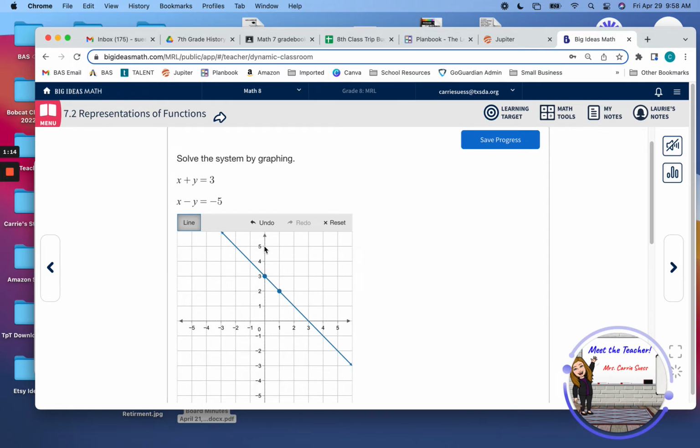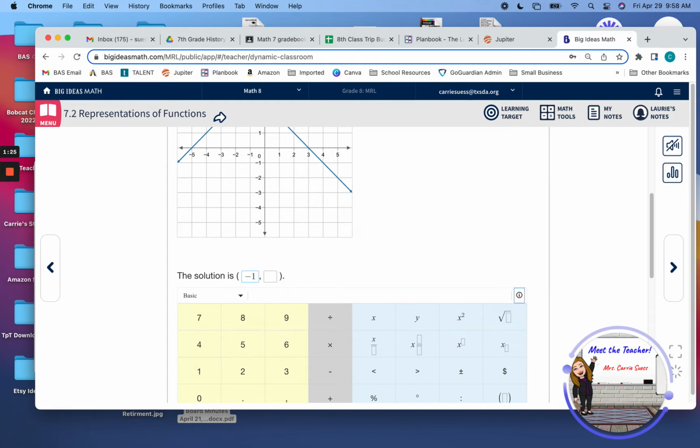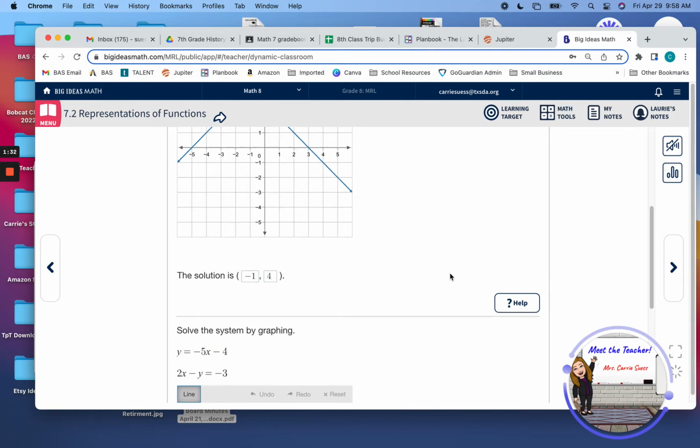So I go up to 5 and put a dot. My slope is up 1 over 1. So where do these cross? At negative 1, 4. Negative 1 comma 4. So your answer should be negative 1, 4. Alright, so there's your first warm-up.